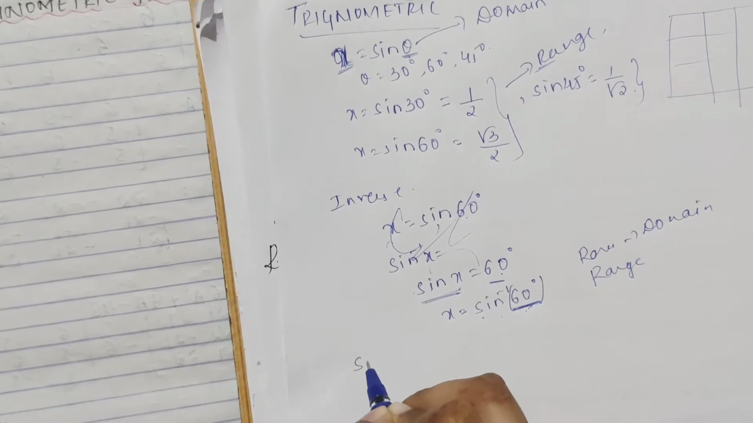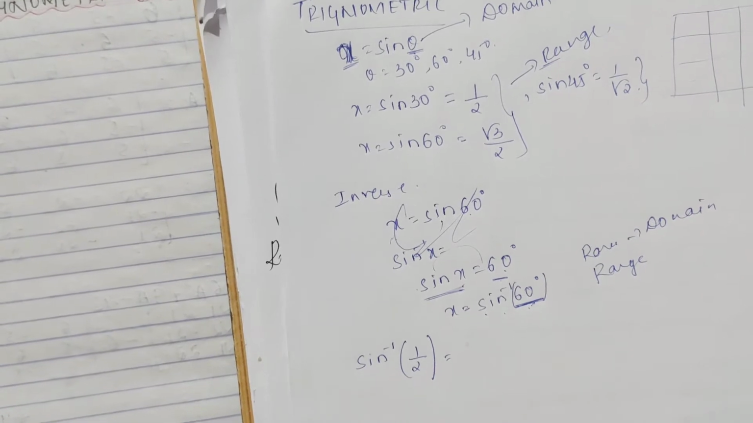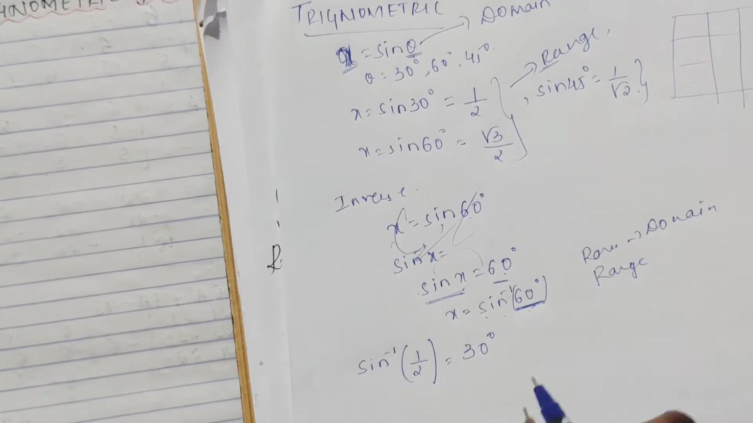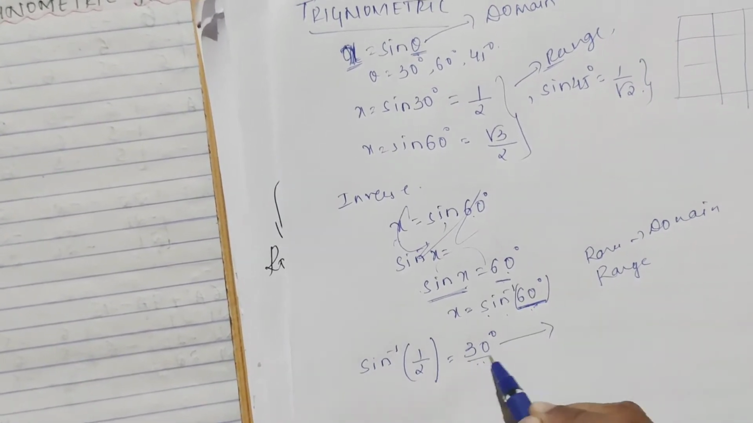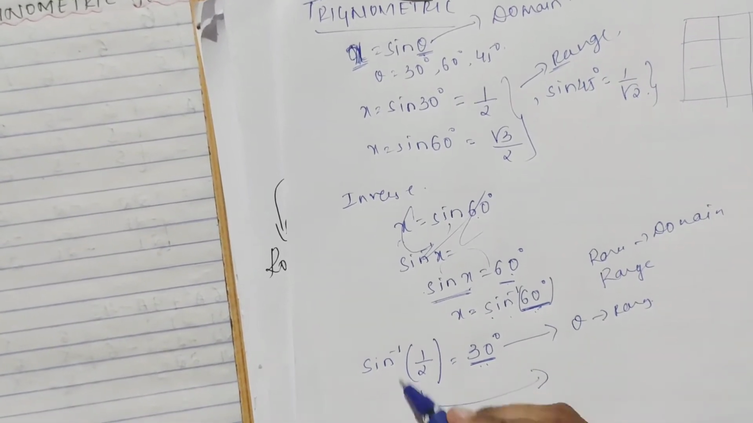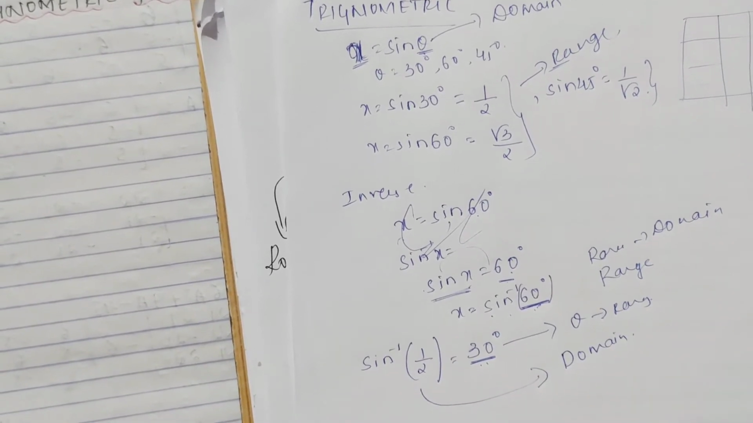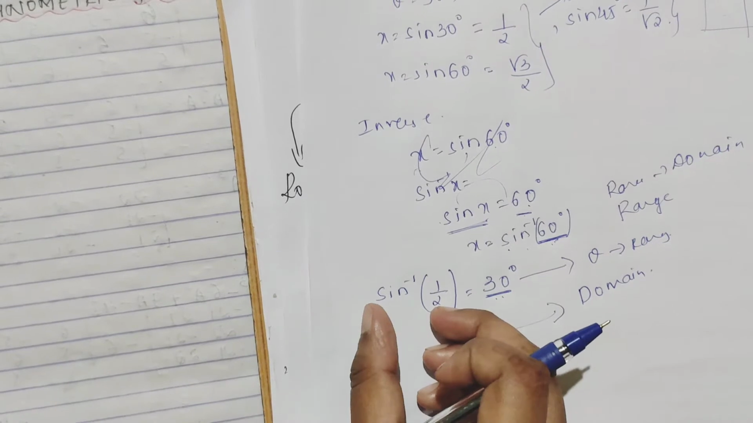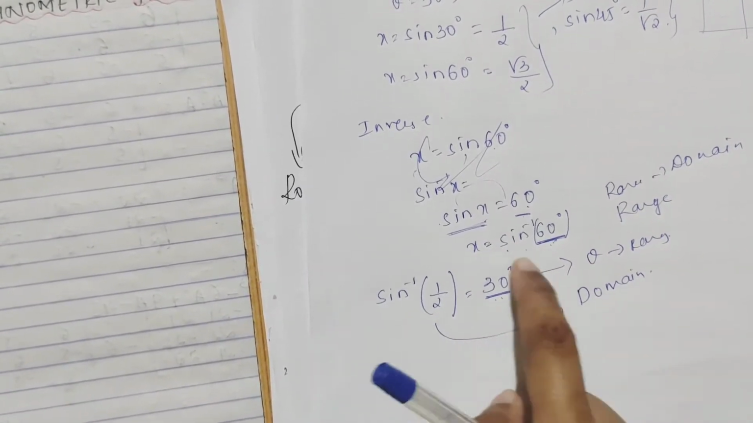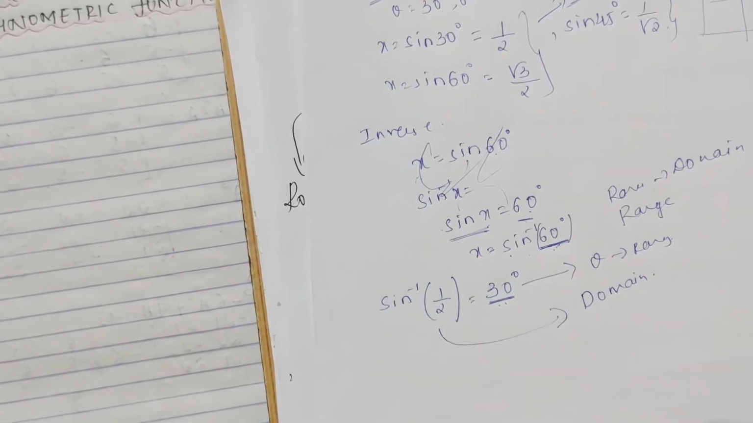Now for example, see here, sine inverse 1 by 2. You have to tell in which angle sine inverse 1 by 2 comes. You should remember that. So you call it theta degree. Now this theta changes to the range, and this result changes to your domain. So you just have to find the inverse part, meaning the angles. Whatever you studied in trigonometric, the reverse of that will be your inverse.